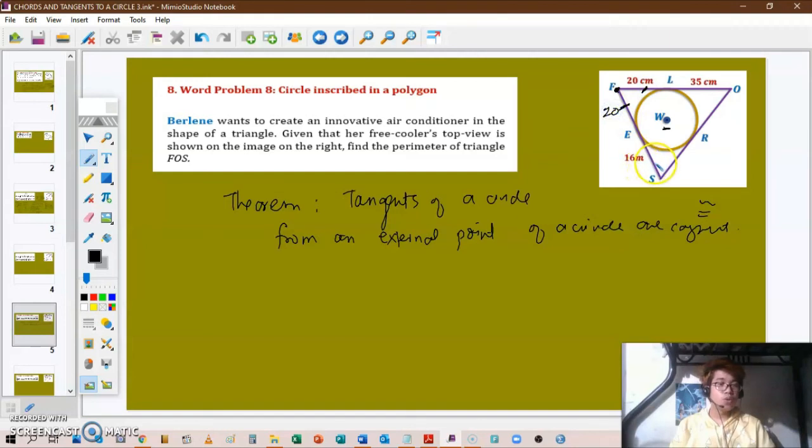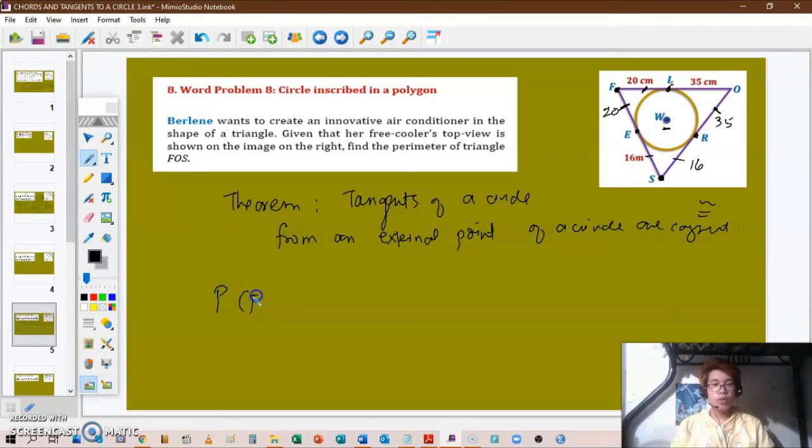And we can also say that since we have this external point, and E and R are tangent to the circle, same with E and L, therefore if this is 16, then this is also 16. And since we have here two tangent lines again, LO and RO, if this is 35, this is also 35. And from here, we can get the value of the perimeter of triangle FOS.